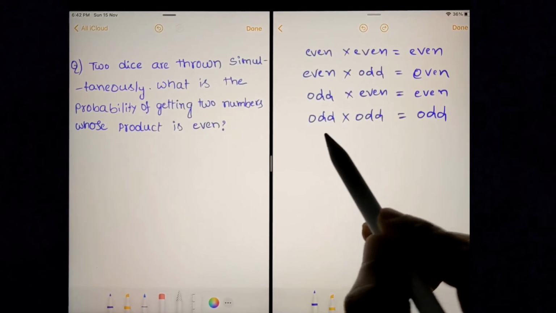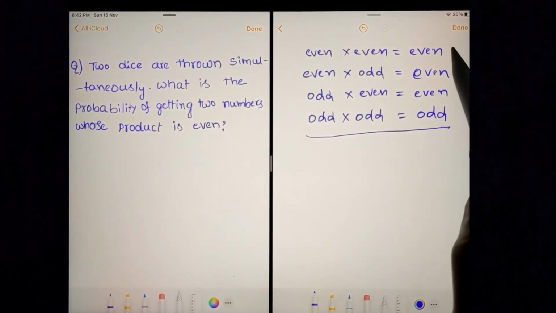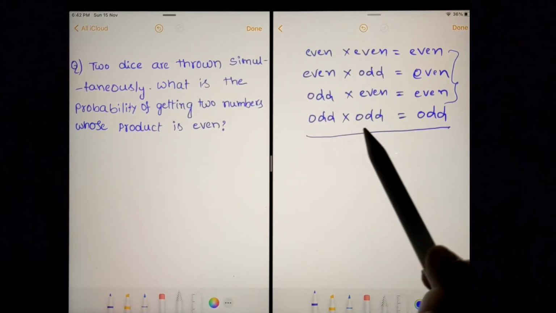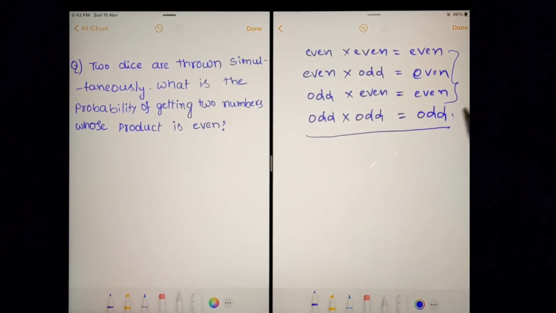Here if we notice, except the last case, in remaining all cases result is even. When both numbers are odd, then only result will be odd. In remaining all cases, product will be even number.